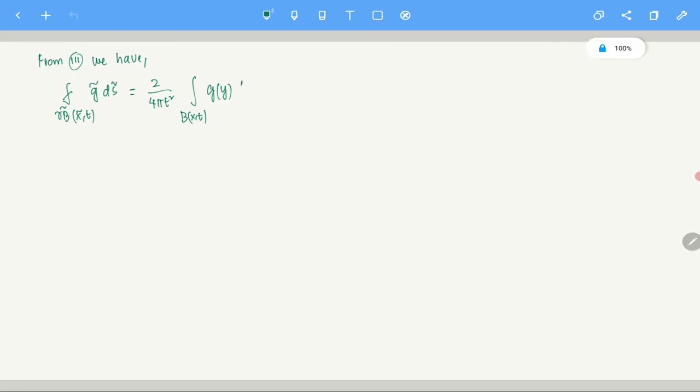The extra term is 1 plus gradient gamma y square, whole power of half, dy. Clear? Where gamma of y is equal to t square minus y minus x square, whole power half, for y in b(x,t). Clear? Okay, I'm just writing the surface.